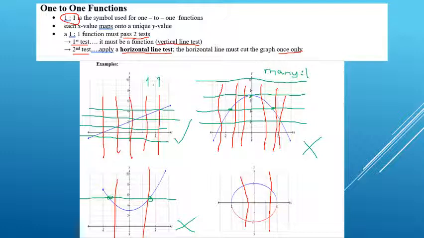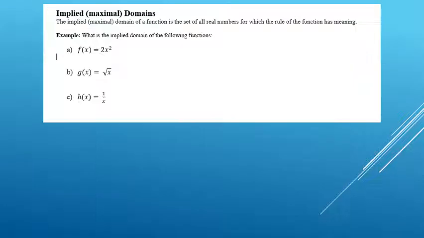But we can see here by drawing a horizontal line that the blue is not a one-to-one function because the horizontal line cuts it more than once, and the same argument would be for the red semicircle or the whole circle as a whole. So we say this is not one-to-one. Let's move on to the next slide. This next part of the slide talks about implied domains.